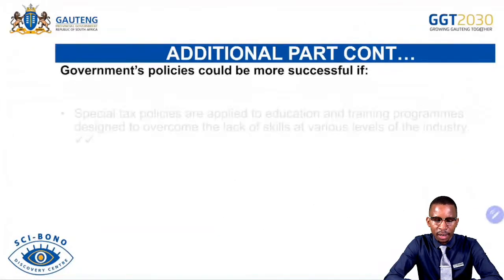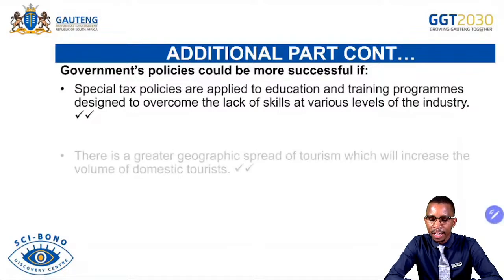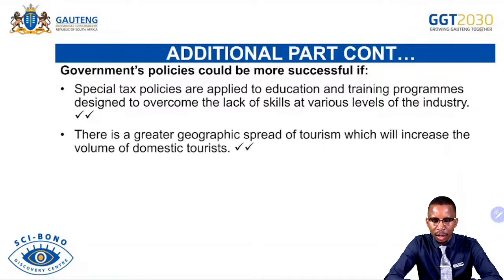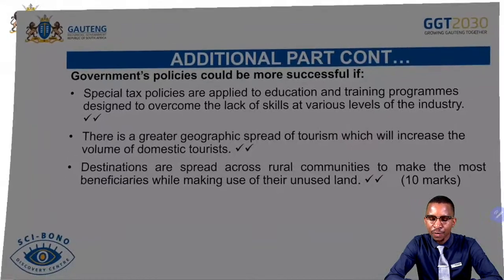And then the part where the government can improve. Special tax policies are applied to education and training programs designed to overcome the lack of skills at various levels of the industry. There is a greater geographic spread of tourism, which will increase the volume of domestic tourists. Destinations are spread across rural communities to make the most beneficiaries while making use of their unused land. That is for 10 marks.